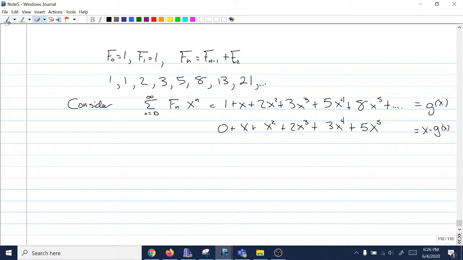And if I wanted to shift it over again, I would get x squared g of x. This will be 0 plus 0 this time, and now we get 1x squared, 1x cubed. Put some 1s over here. The next term in the sequence is 2x to the fourth. The next term is 3x to the fifth. The next term is 5x to the sixth.